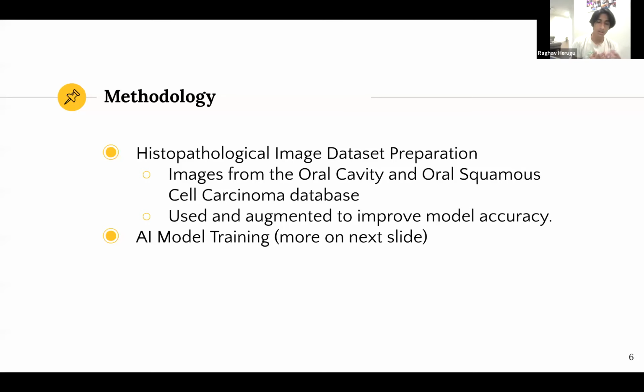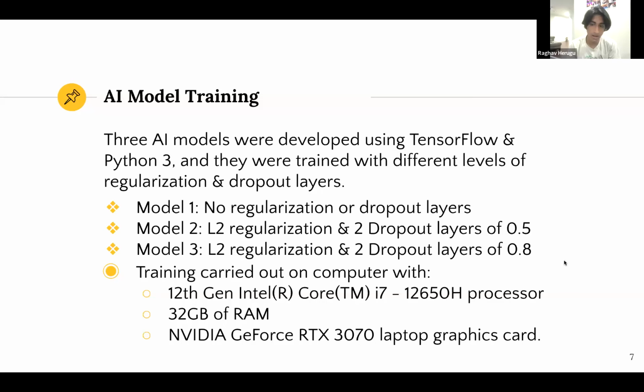We essentially augmented our initial pool of images of 201 and 495 to a staggering total of around 35,000 images for each. This vast and varied data set allowed our AI model to learn from the multitude of scenarios, enhancing its ability to identify OSCC in a wide range of situations. This, ladies and gentlemen, is the power of data augmentation and AI, enabling us to make the most of our available resources and contribute to the fight against cancer. Next slide, please.